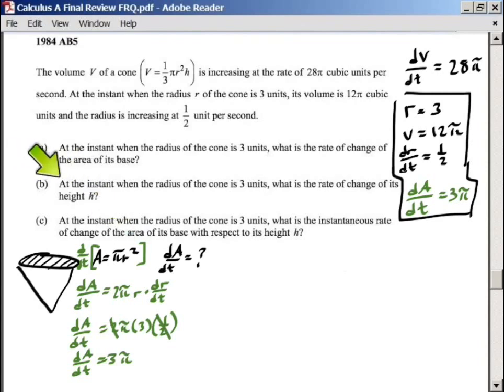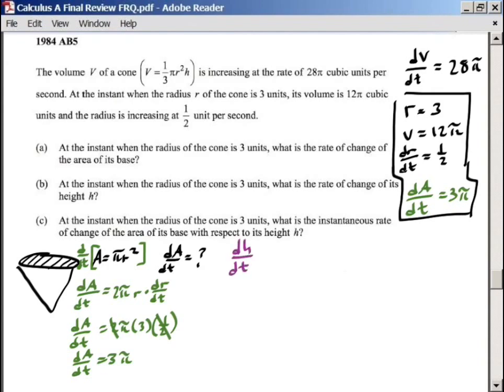All right, so B, at the instant when the radius of the cone is 3, what is the rate of change of its height? Huh? Do we see a dh over dt over here? No, I see the rate at which the volume is changing, the rate at which the r is changing, the rate at which the area is changing. This says I need a dh over dt. So now I'm looking for a dh over dt.